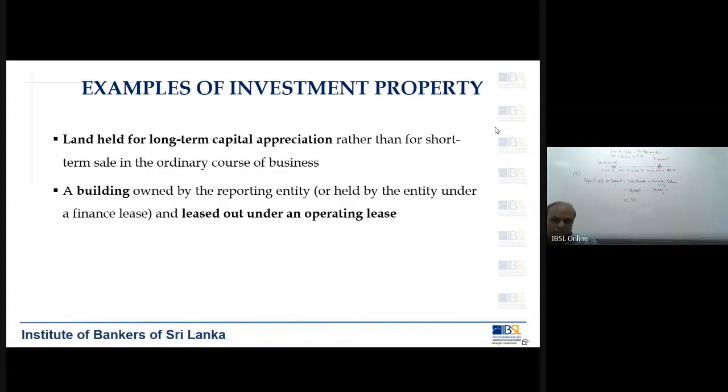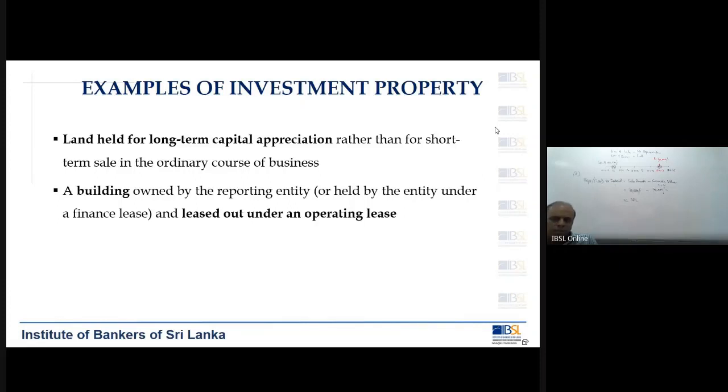So what happens here? You are going to earn a rental income out of this building rather than occupying the building. Which means you are not running a business there, you are not living there, but you are earning and deriving an income out of it. Then it has to be called an investment property. Okay, that is one type of example.